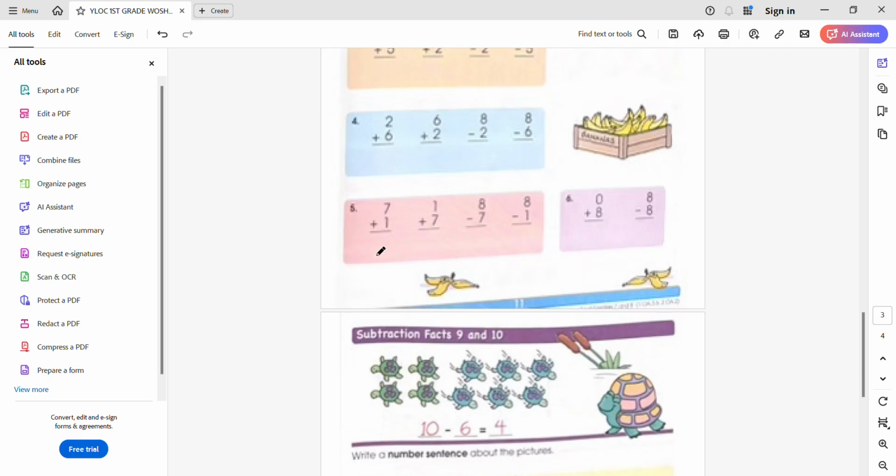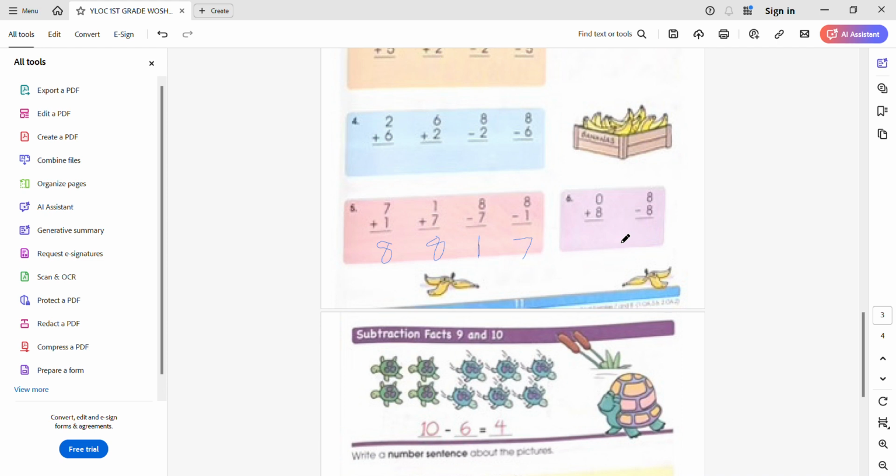7 plus 1 equals 8, right? And then when we have 1 plus 7, it also equals 8 because you're switching the order. 8 minus 7 is the other number, which is 1. And 8 minus 1 is also going to be 7 because we know the fact family for the numbers.